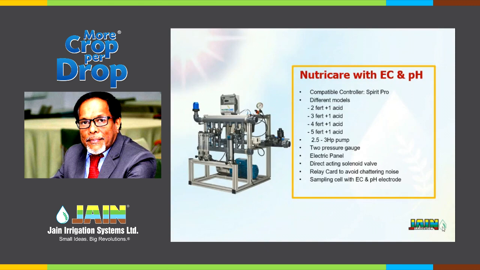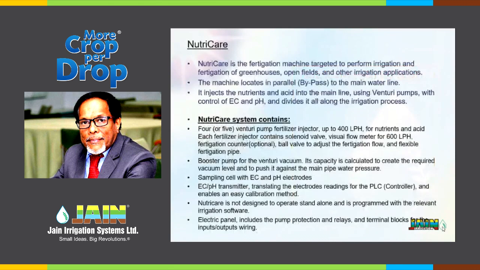Then you can have these sort of systems. Here the EC and pH are monitored, and there is one more device. If the pH is not desirable, the system itself can take the required amount of acid and put it into the running solution. And here is where the automation comes in. So NutriCare and the automation system can work together. Basically, NutriCare is the fertigation machine, we call it. It is targeted to perform both irrigation and fertigation in climate controlled cultivation, like greenhouses, and in large open fields. And it has other applications. Basically it's a bypass device. Water is passed from the main line into the system, sucks the fertilizer, and goes back to the system. That's what it is. It injects the nutrients and acid into the main line using venturi pumps. But this is required, as I said, for large management, large farms or climate controlled, high precision requiring farms.